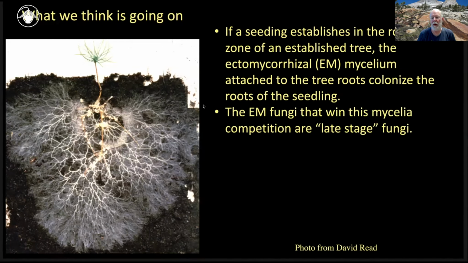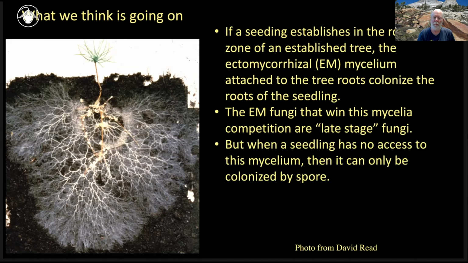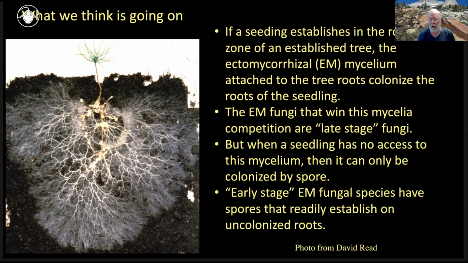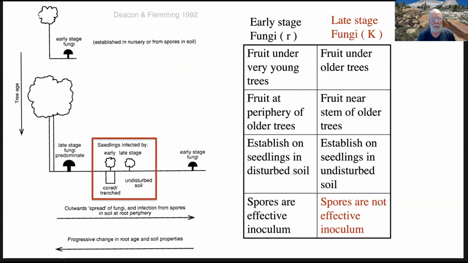And the EM fungi that win this mycelial competition, for reasons that are unclear at the moment, are these late stage fungi. But when a seedling has no access to this mycelium, it's outside this zone, then it can only be colonized by the spore. And the ones that colonize by spores are the early stage fungi. So coming back to this diagram, what that's saying is that spores are not effective inoculum for the late stage fungi. And this has been shown to be true again and again.